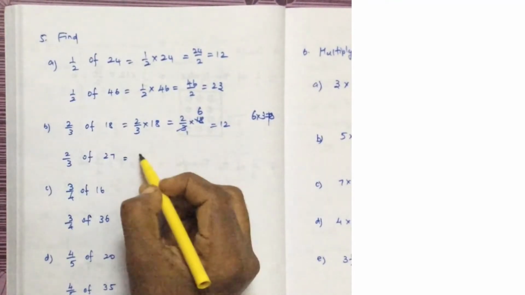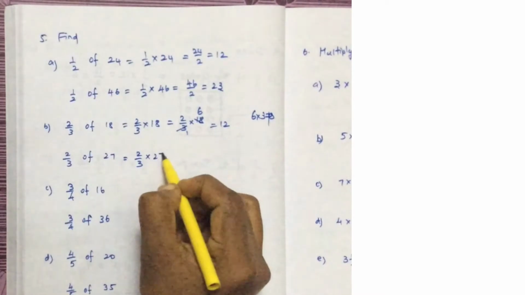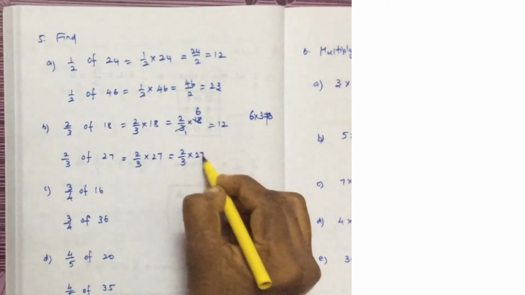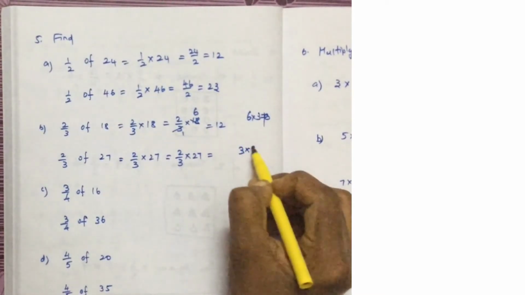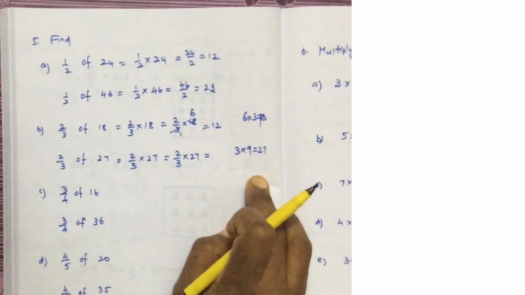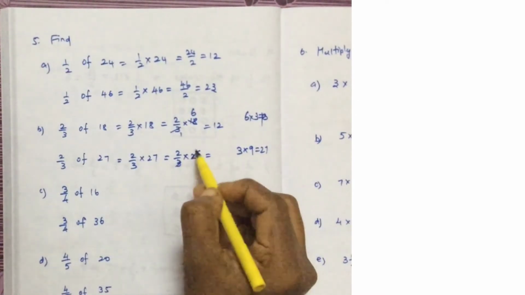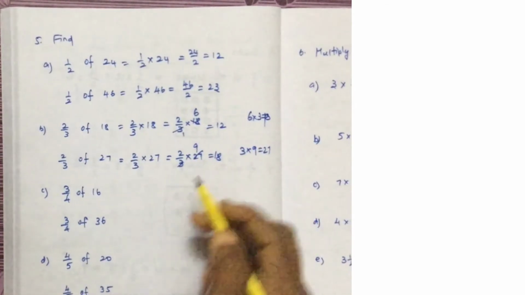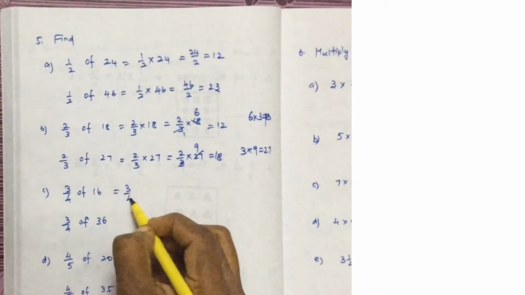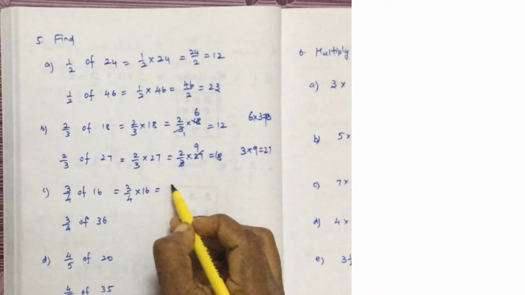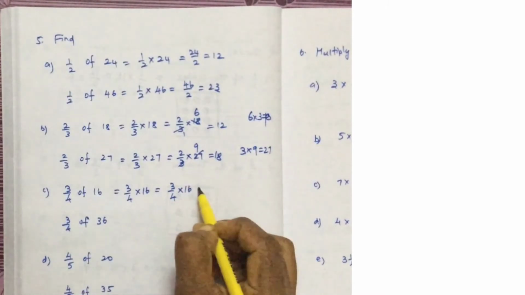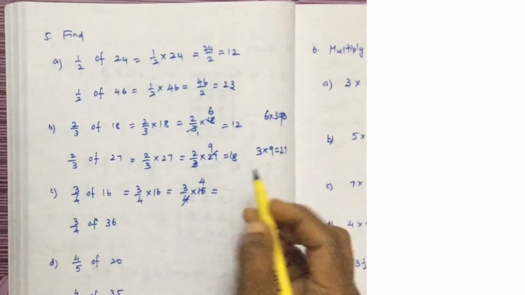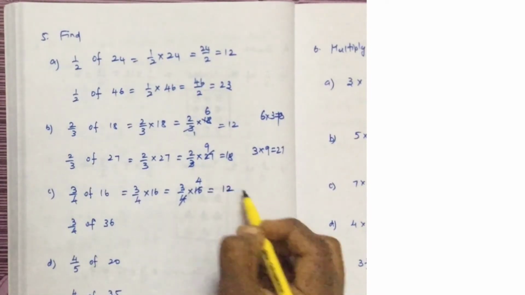The next is 2 by 3 multiplied by 27. Okay, here what you can do, 2 by 3 multiplied by 27. We know that 3 multiplied by 9 is 27. Okay, so 3 ones are 3. Here it is 9. Okay, so what is 9 multiplied by 2 is 18. The next is 3 by 4 multiplied by 16. So here 4 ones are 4. 4 fours are 16. Now it is 4 multiplied by 3 is 12.